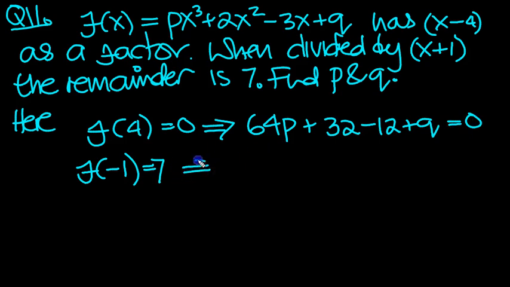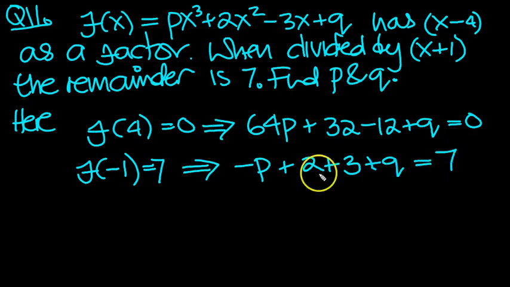And the second one, f(−1) is 7. Put −1 here. −1 cubed is a minus, so it's minus p. Plus 2 times (−1) squared. Well, that's 1, 2 ones are 2. Minus 3 times minus 1 is a plus 3. And then we've got our plus q, and that equals 7, doesn't it?